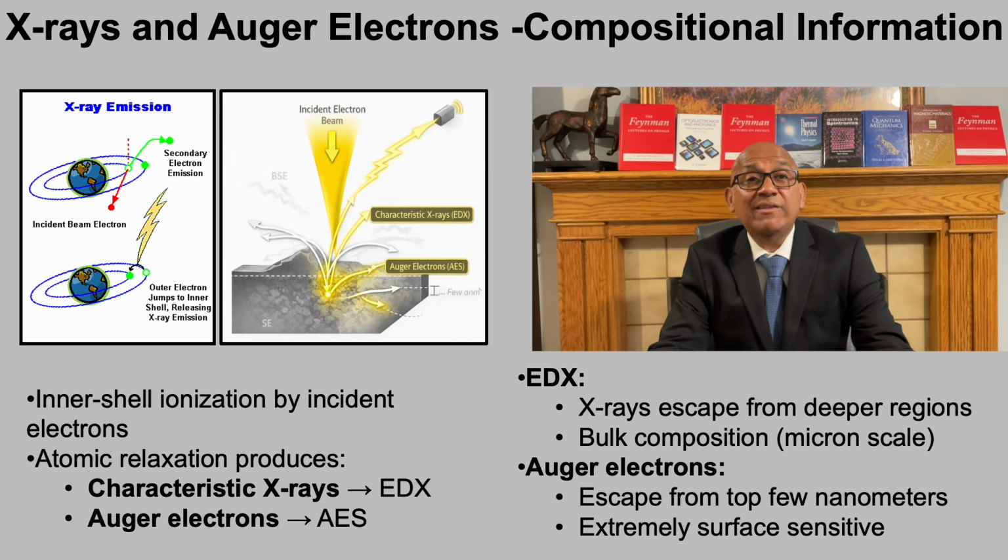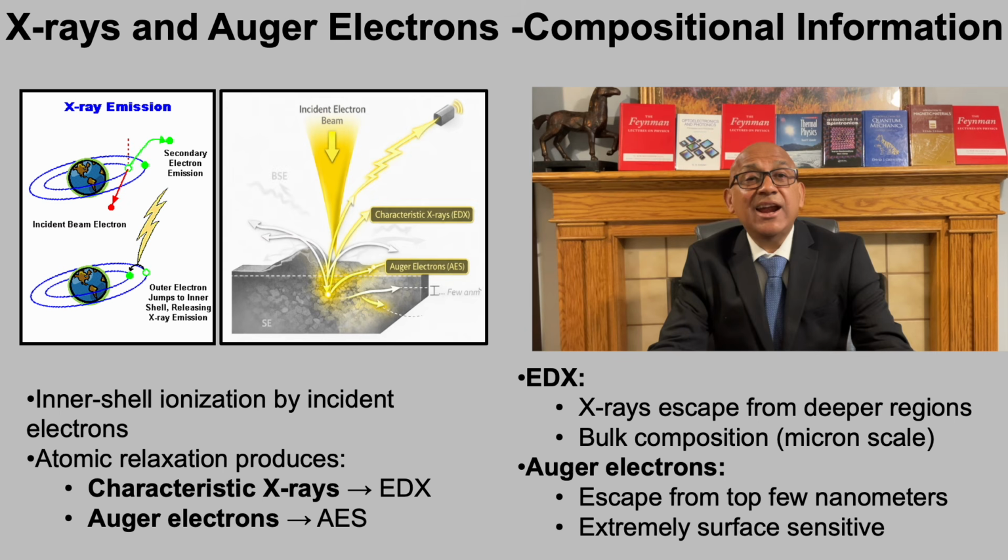These X-rays have energies that are unique to each element, forming the basis of energy dispersive X-ray spectroscopy, or EDX. Because X-rays can escape from relatively deep regions within the sample, EDX provides bulk compositional information, typically from a depth on the order of a micrometer.